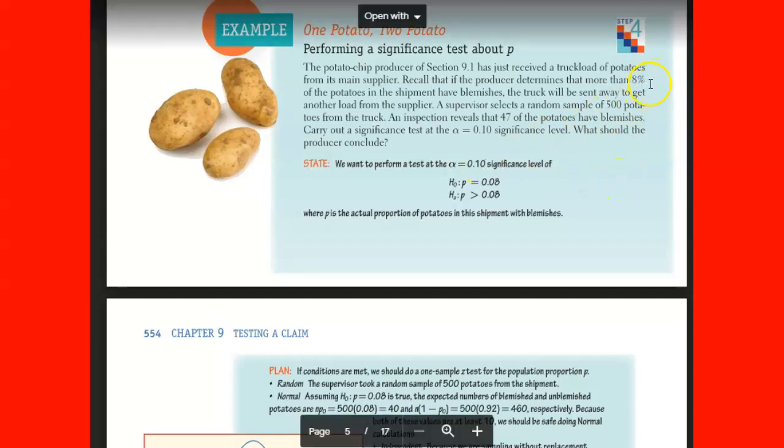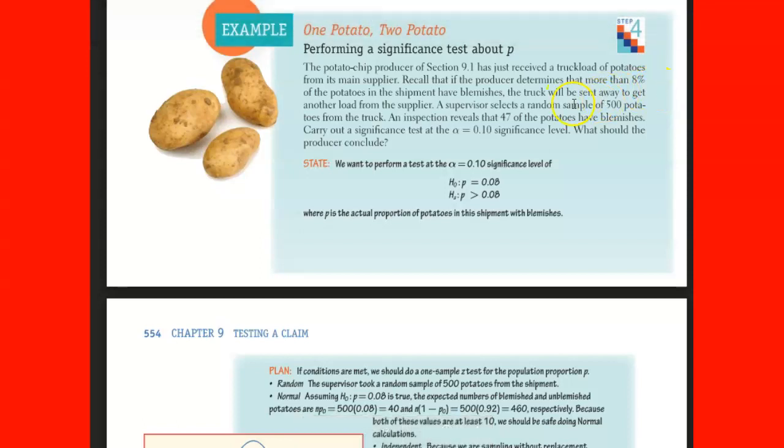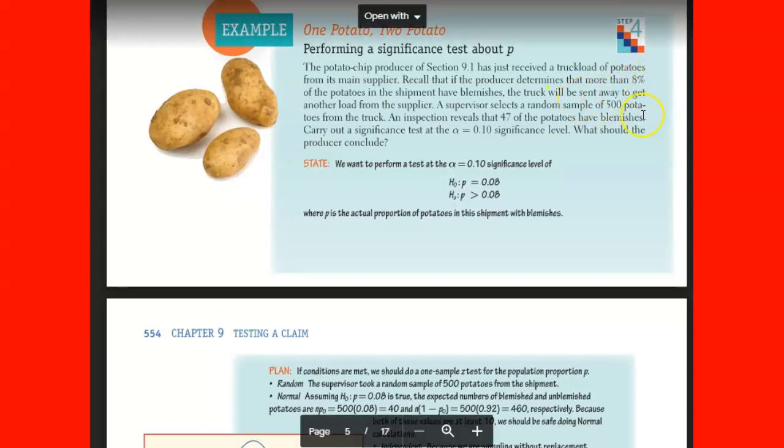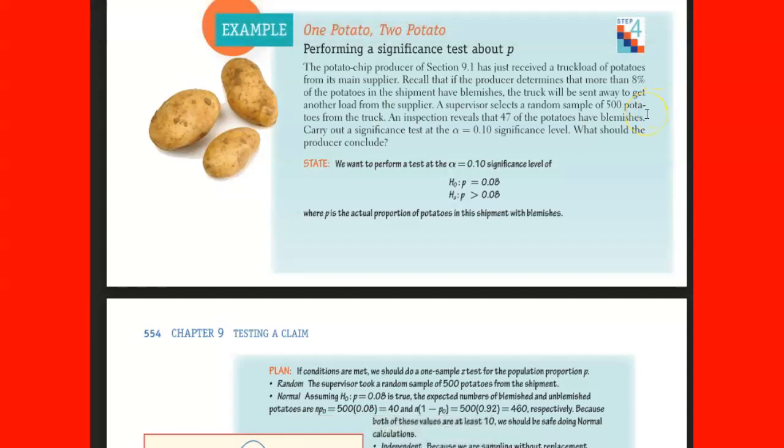We're not even going to accept it because we don't want bad potato chips. 8% we can live with. Less than 8% is awesome. More than 8%, that's a problem. And so what we have to do, we don't have time to check every single potato. So the supervisor, in quality control, selects a random sample of 500 potatoes, and they see what percent of those are blemished. And then if it's over 8%, we go, that makes me suspicious.